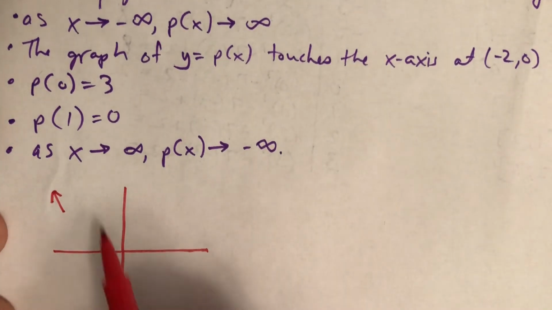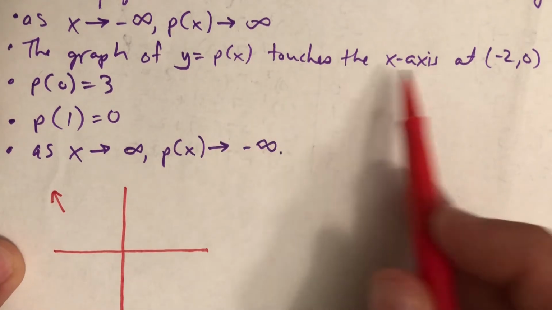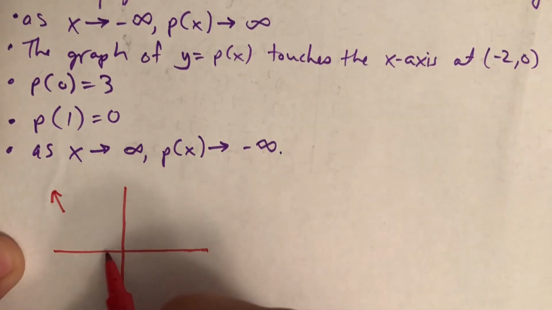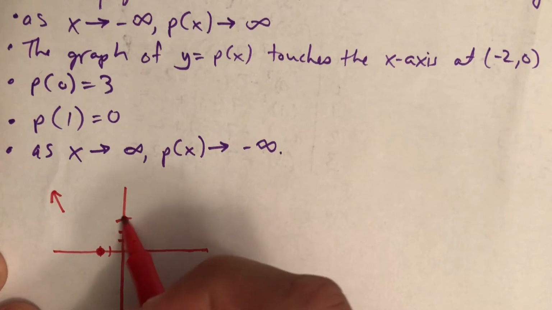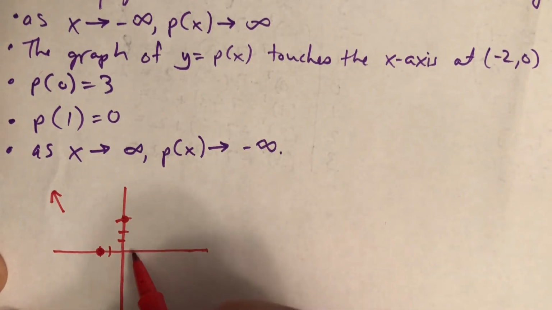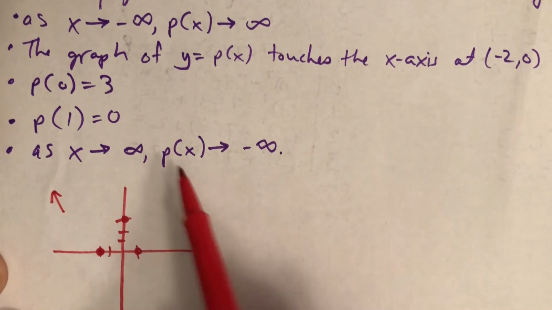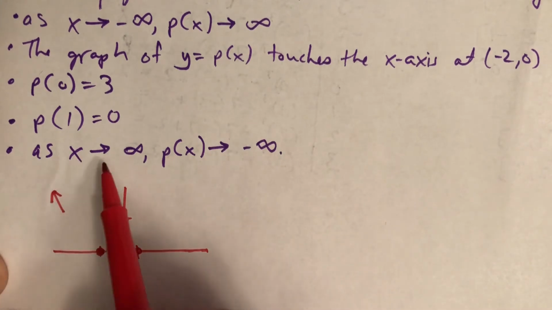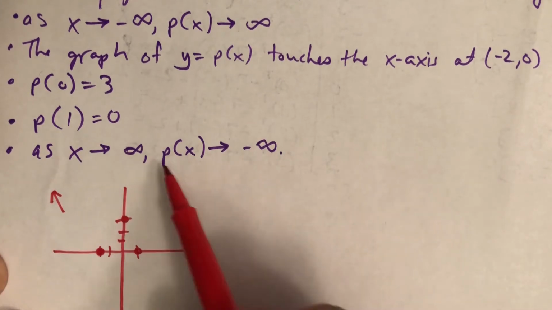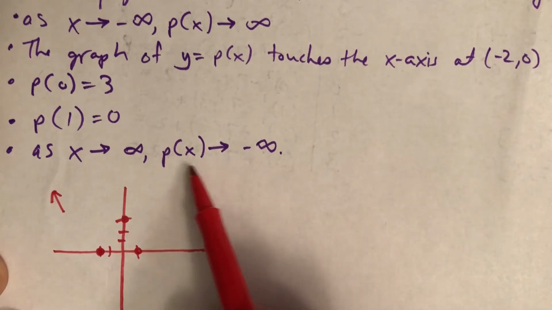Next, we've got the graph of y equals p of x touches the x-axis at (-2, 0). So (-2, 0), all right? Okay, p of 0 is 3, so that's 1, 2, 3, there it is. P of 1 is 0, so there's that. And then as x goes toward positive infinity, our function value goes toward negative infinity. So as we go to the right, our function value is going to go down.